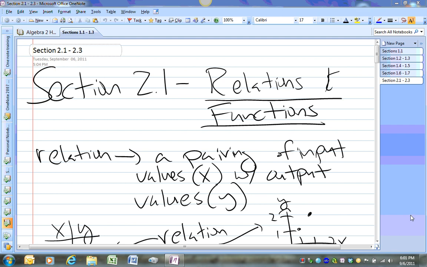Hello, welcome to the lecture on section 2.1 through 2.2. Originally I had it as 2.1 to 2.3, but I just feel like that might be a little too much to cover for one night. We'll just do 2.1 to 2.2.